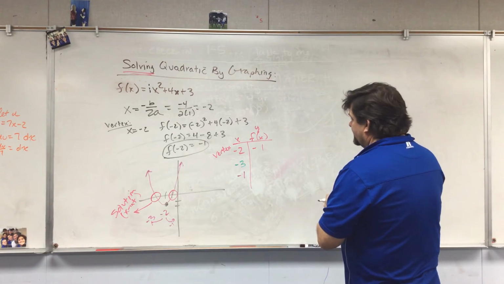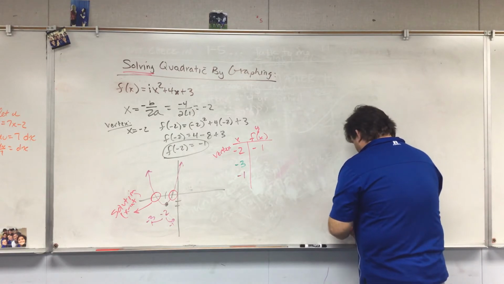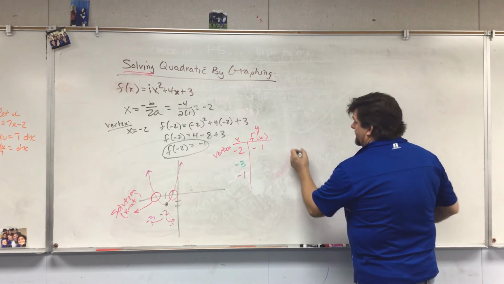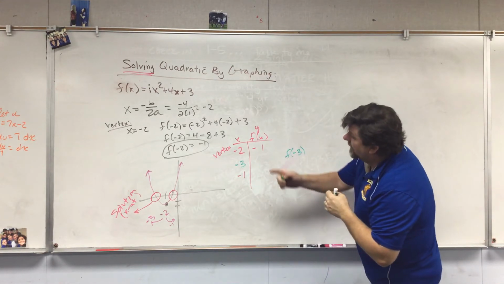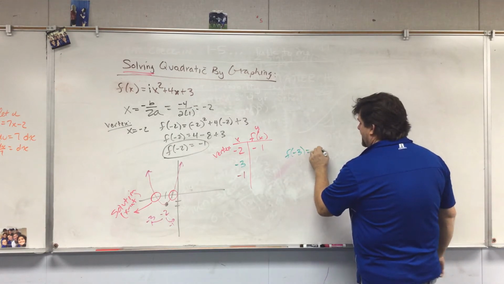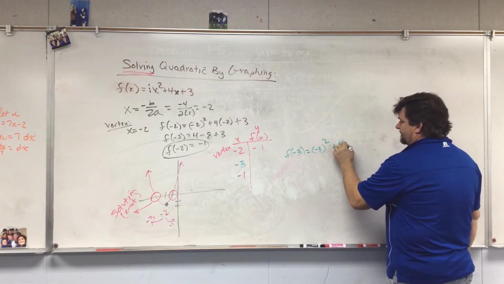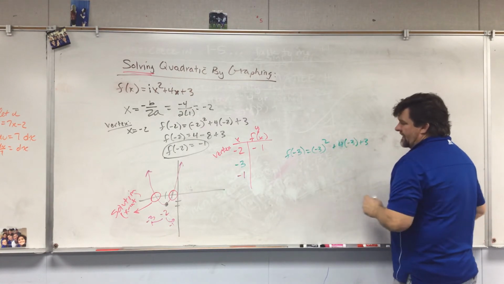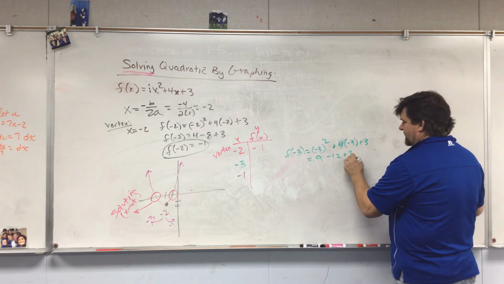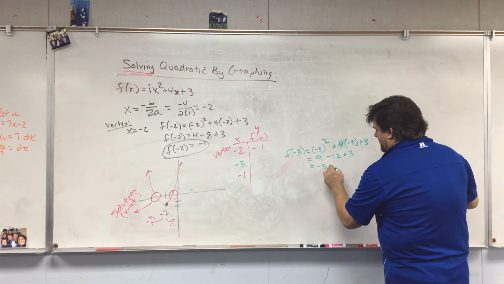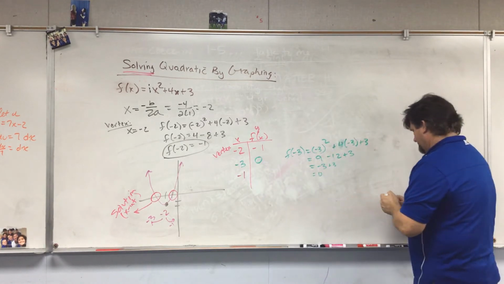Now from there, I just work with our math here. Let me do it in green so you guys can see it. I'm going to say f of negative 3 equals negative 3 squared plus 4 times negative 3 plus 3. If we clean this up, we got 9 minus 12 plus 3. That gives us negative 3 plus 3, which gives us 0. So my answer is 0 right there.